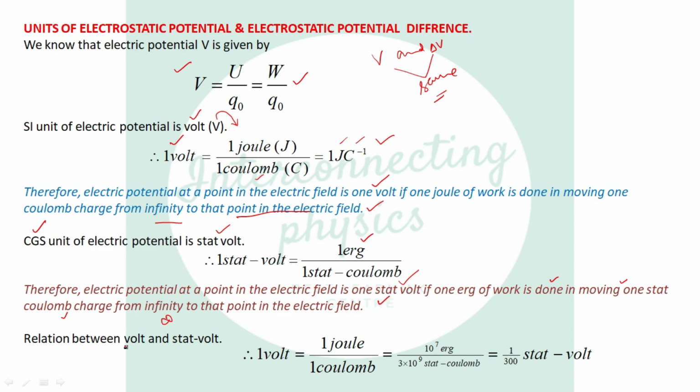Now, what is the relation between the SI unit of potential and the CGS unit of potential, that is volt and stat volt? So 1 volt is 1 joule divided by 1 coulomb. 1 joule is 10 raised to power 7 erg and 1 coulomb is 3 into 10 raised to power 9 stat coulomb. By calculating this, we will get 1 by 300. So 1 volt is 1 by 300 stat volt.